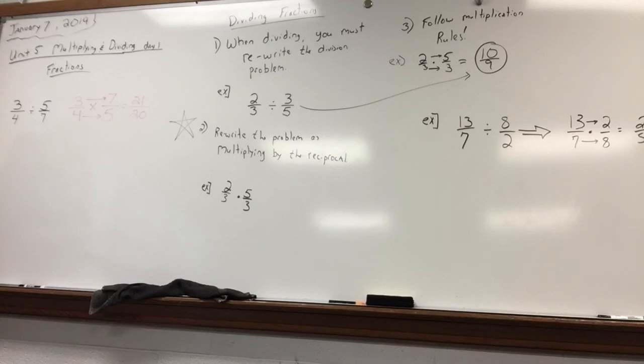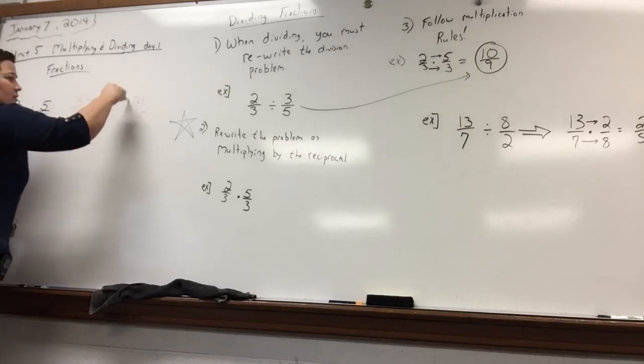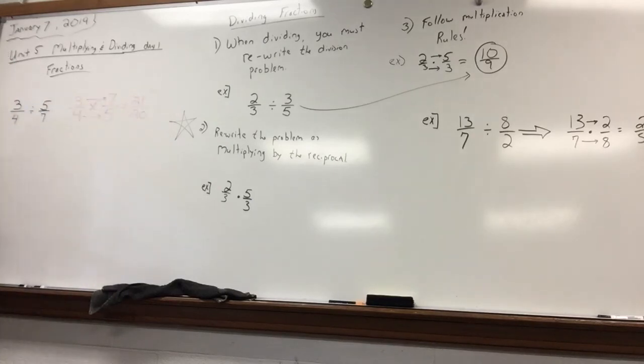What do I have to consider when I'm looking at the product, which is an answer to our multiplication problem? What do we have to consider, Owen? If it can be simplified. Okay, when we look at this, can this product be simplified? Abby? No, it can't. So our answer is 21/20. Nice job. Great job, guys.